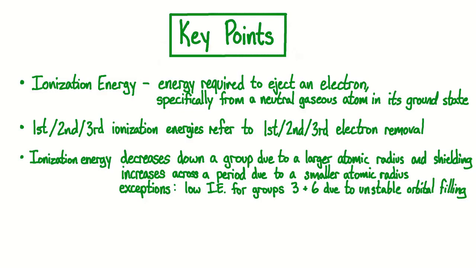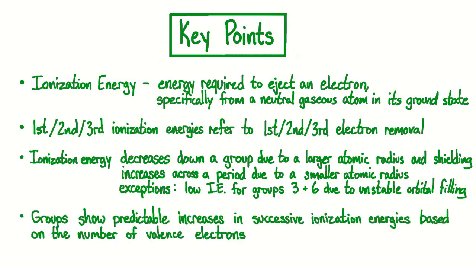Elements in groups 3 and 6 on the periodic table have lower ionization energies than predicted, due to the fact that their electrons partially fill orbitals in an unstable way. Lastly, groups show predictable increases in successive ionization energies based on the number of valence electrons.